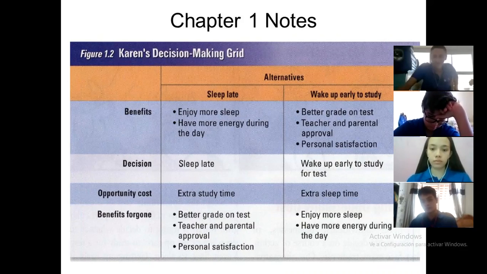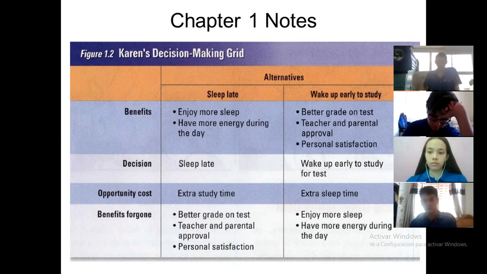It was already in the previous assignment. Remember, what's his name, Mark's decision grid. In Mark's decision grid, this is Karen's. Now over here in this example, she needs to decide whether to wake up early or spend time sleeping at home. Next day she has a test, but she needs to decide whether to remain sleeping or wake up early in order to start studying and try to get a good grade.